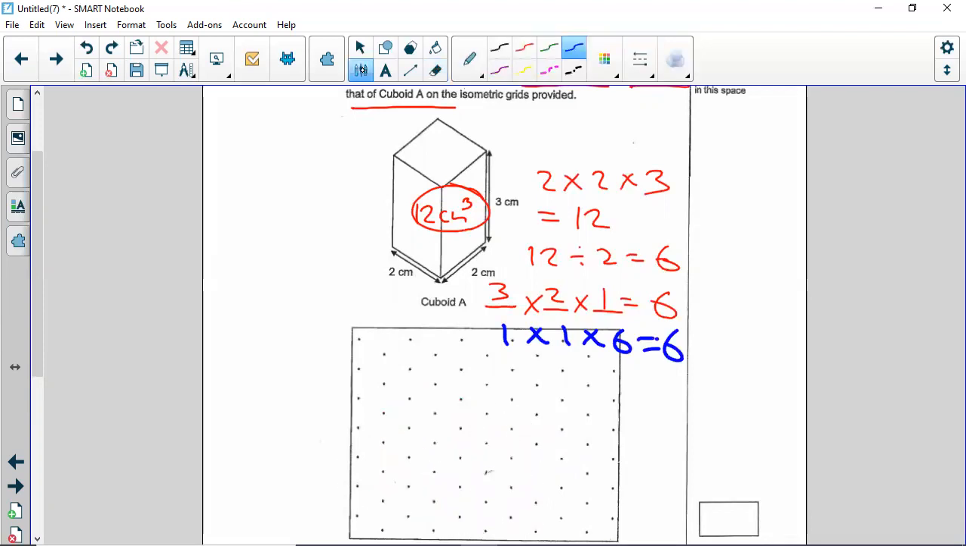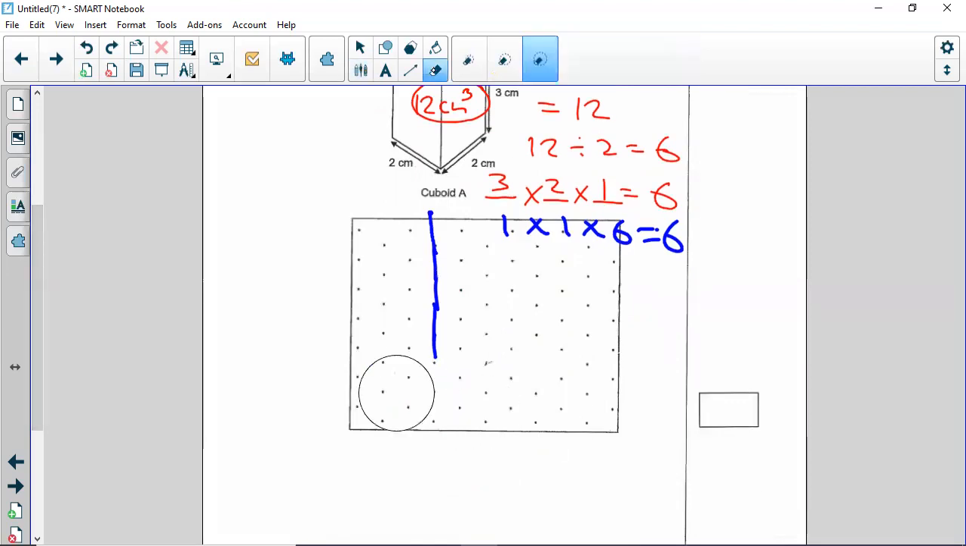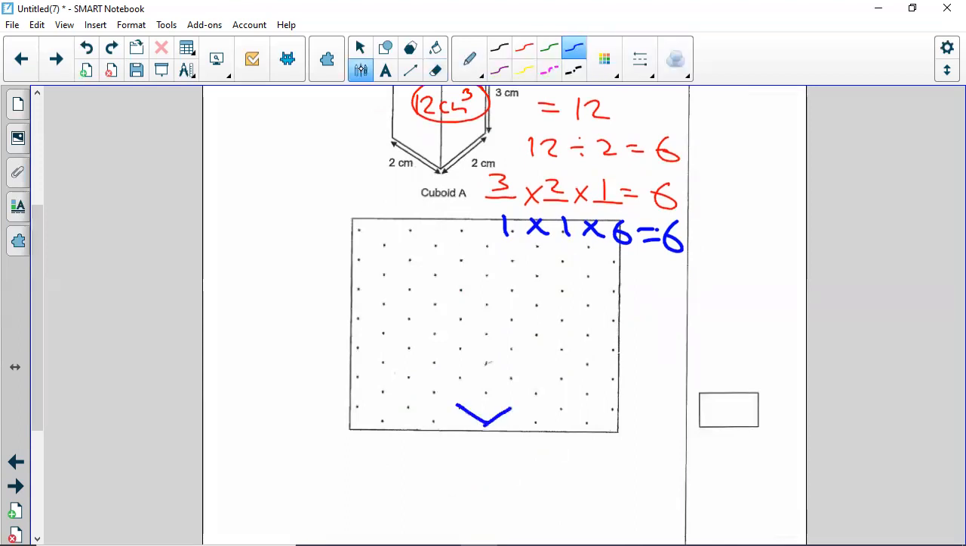So what is 1 times 1? This is 1, 1 cm, a very tall cuboid. So 1, 2, 3, 4, 5, you cannot draw out of the diagram. Can you see that there's no more dots already? The moment you draw out of the diagram, 0 marks. Your drawing must be inside the diagram. So you have to erase your drawing and make sure the whole drawing is inside, cannot draw outside. So 1, 2, 3, 4, 5, 6, and then that's what you do.